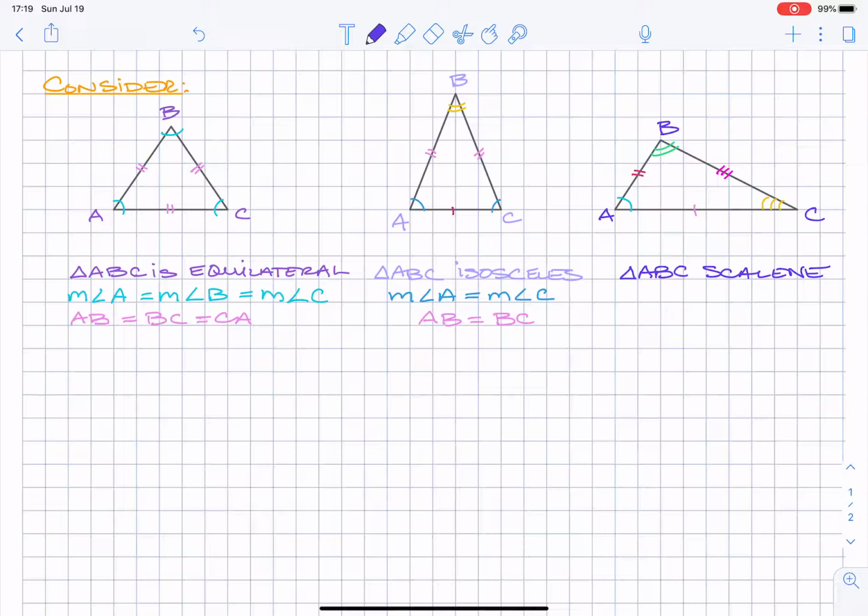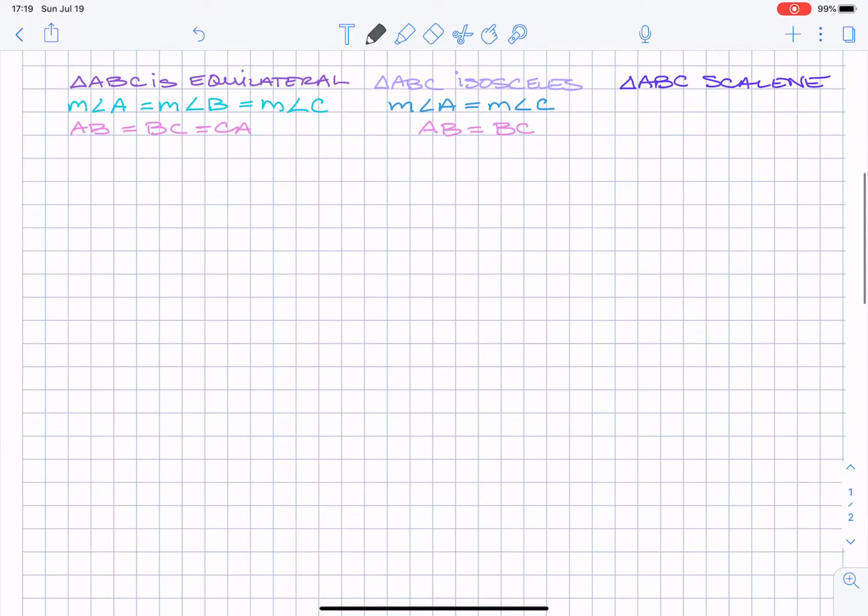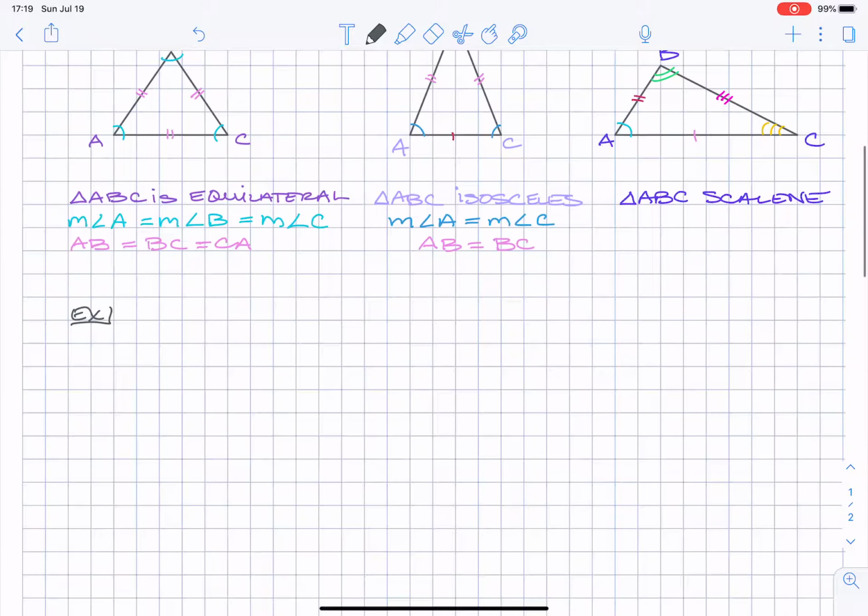Okay, so hopefully you've seen these before, but if not, don't worry, you can learn them now. Okay, so for example, let's classify the following triangles. So classify, meaning name them.